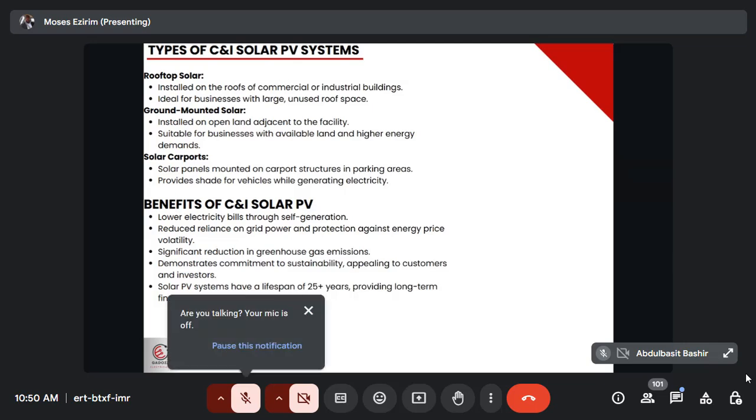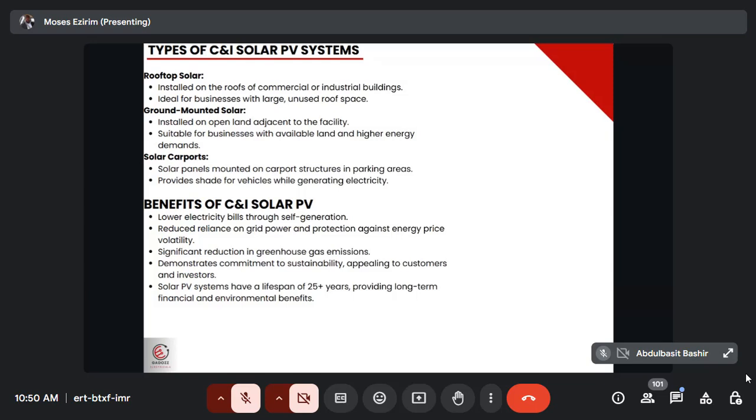So what are the benefits of C&I? Lower electricity bills through self-generation. Now, let me tell you this: if you are not saving any amount for the client, don't bother approaching the client with your solution. It is not just all about carbon footprint. It is not just all about ESG. You need to be able to save an X amount for the client. You understand? So that is it.